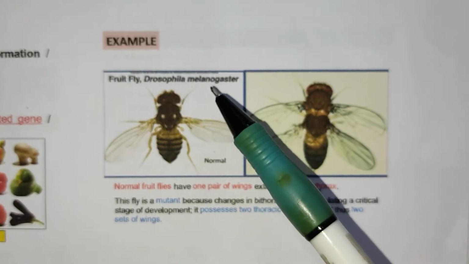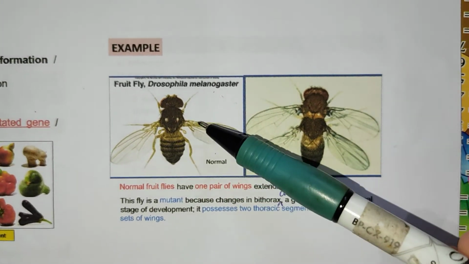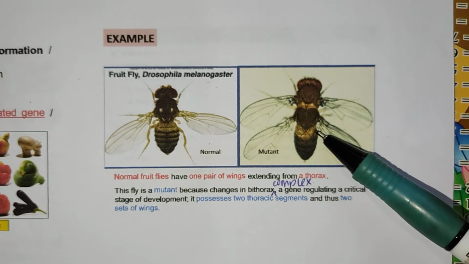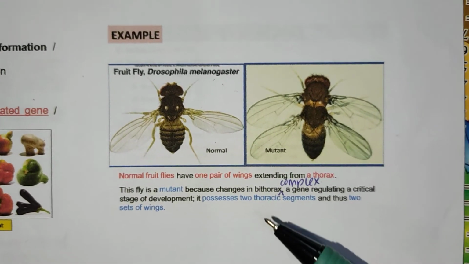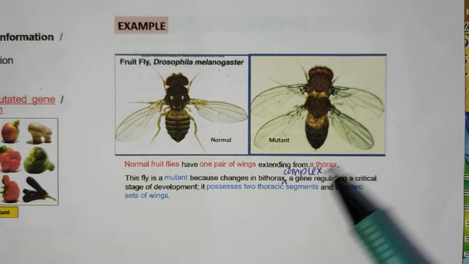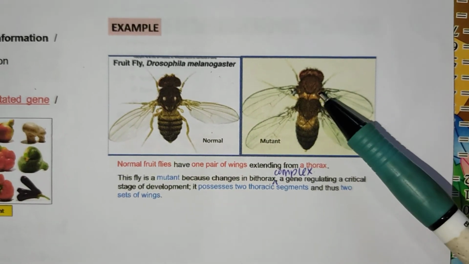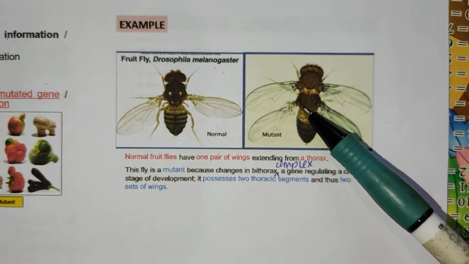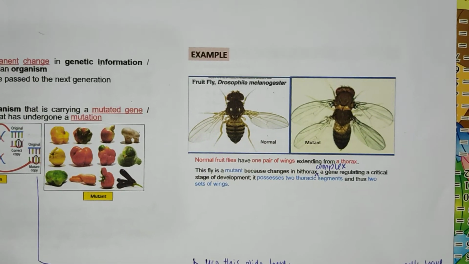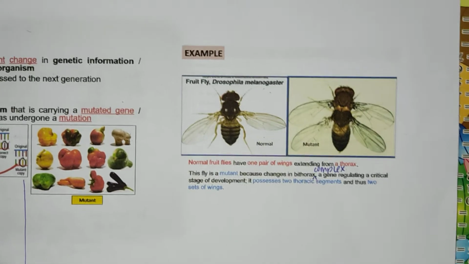This is an example of a mutant Drosophila melanogaster. A normal Drosophila is supposed to look like this with 1 pair of wings. But this mutant has 2 pairs of wings. That is because there is a mutation in its bithorax complex. The gene that is controlling how many wings the Drosophila has been mutated, and so it has an extra pair. So there can be mutant bacteria, mutant virus, mutant plants, mutant animals, and mutant humans.